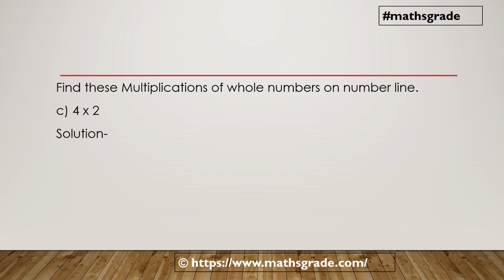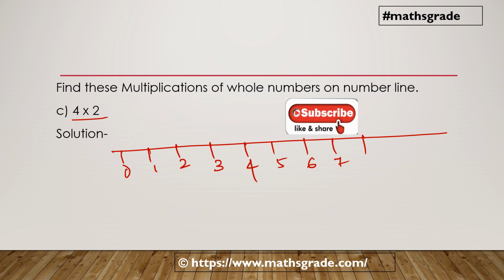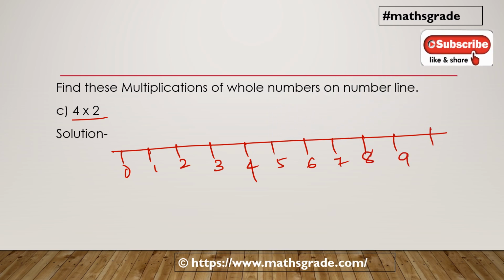Now question number third, bit C. 4 multiplied by 2. Represent the multiplication of whole number 4 multiplied by 2 on the number line. First draw the number line. 0, 1, 2, 3, 4, 5, 6, 7, 8, 9, 10. The number is 4, so starting from 0, move 4 units. Now it is 4. 4 multiplied by 2, we have to multiply 4 2 times.